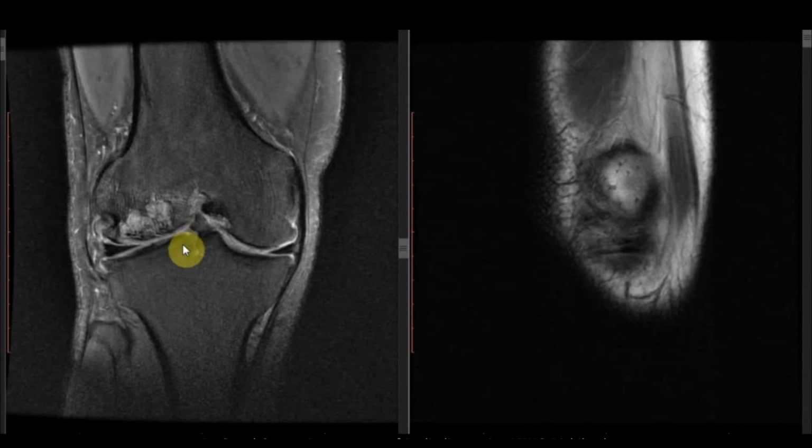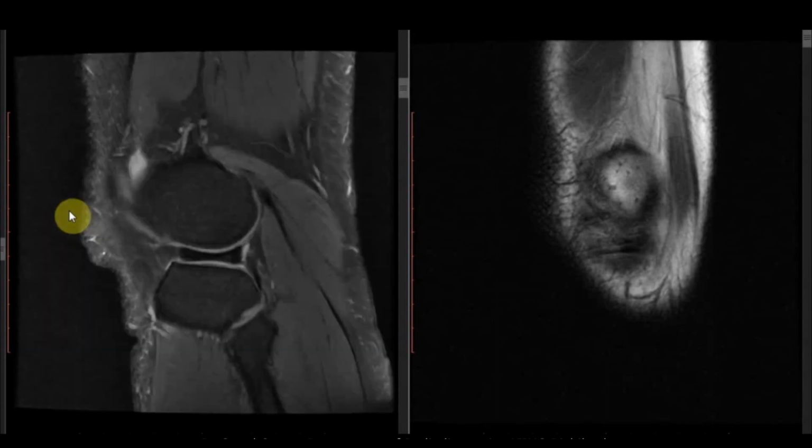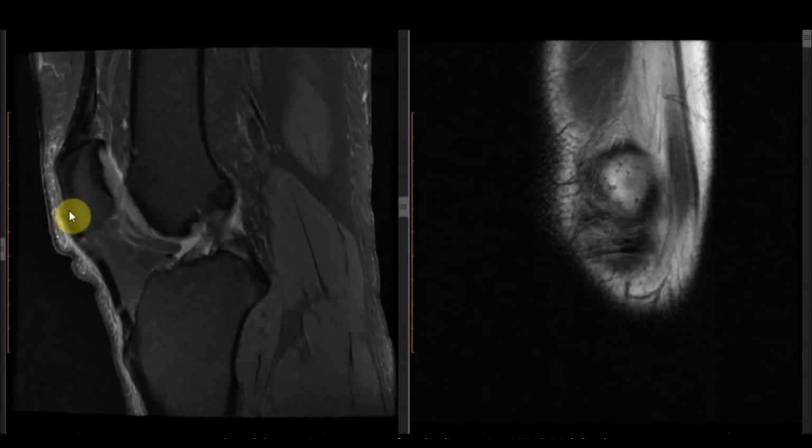Then talking about magic angle artifact. So magic angle artifact is seen in tightly packed collagenous and tendinous structures when they have an angle of approximately 55 degrees with the main magnetic field. So this is magic angle artifact in the patellar tendon. This is magic angle artifact. There is abnormal hyperintensity in this.